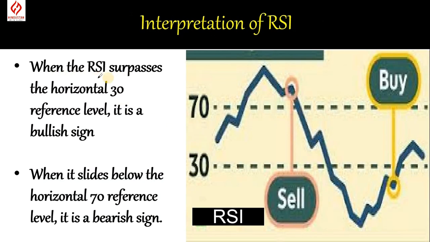So this is how it will give you buy or sell signals. See, when RSI surpasses the horizontal 30 reference level, it is a bullish sign. When it passes above this level, it is a bullish sign. Obviously it's a buy signal, the prices are going to increase. And similarly, when it slides below the 70 reference level, if it passes below this level, it is a sell signal, right?